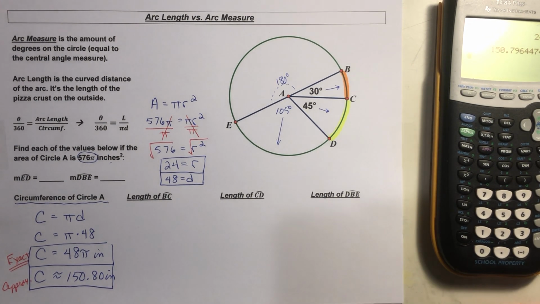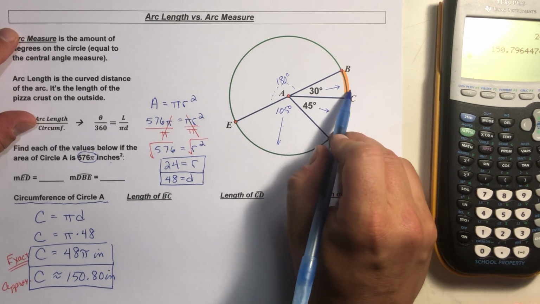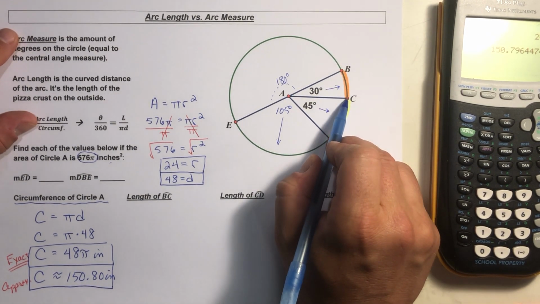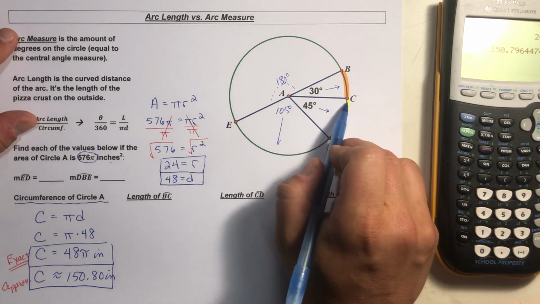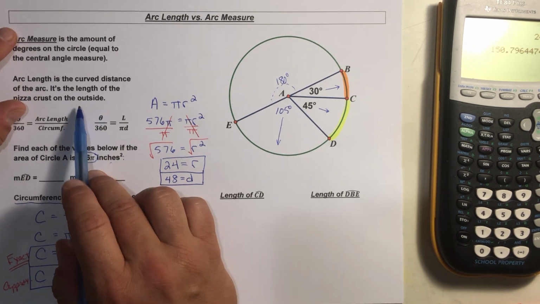All right, we're in a good spot here, but this is where I want to focus on a very important formula. Before I get to the formula, I just want you to look over here, say, for example, at 30 degrees. If I want to find the length of arc BC, now notice I'm not saying arc measure. I already know it's 30 degrees. I want to know how many inches long it is. I want to know what is the length of that pizza crust on the outside.